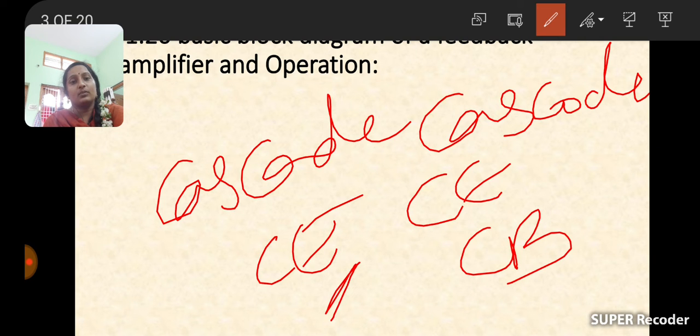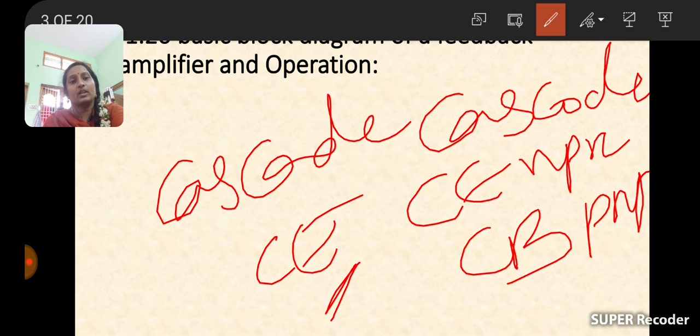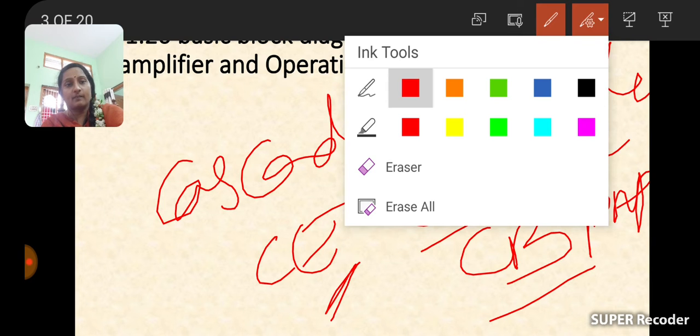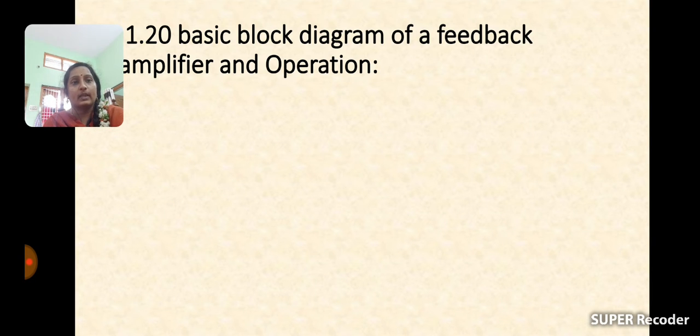In cascade, either both NPN or both PNP are used. But in cascode, one is NPN type and the other is PNP type, and one common emitter is connected to the common base. In this way the cascade amplifier consists of two common emitter configurations and the cascode amplifier consists of one common emitter and one common base. Compared to cascade, cascode gives high input, but cascade operation is very easy. The advantages of cascade and cascode are simple circuits, no need of using transformers, and the circuit becomes simple and inexpensive.